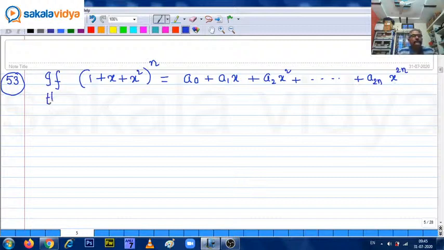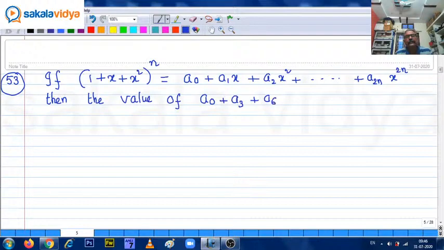Then the value of a0 plus a3 plus a6 plus and so on is equal to: first option 1, second option 2 raised to n, third one is 2 raised to n minus 1, fourth one is 3 raised to n minus 1.